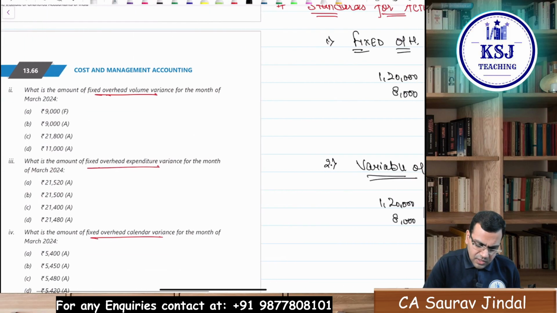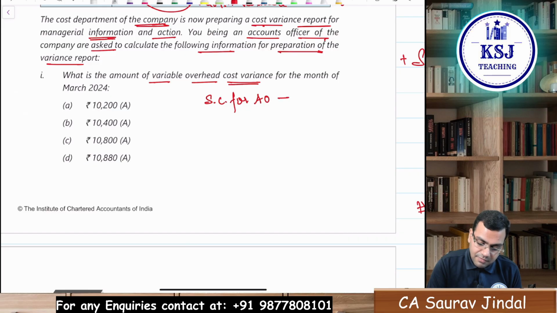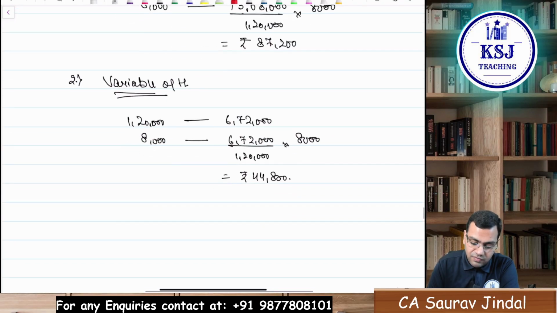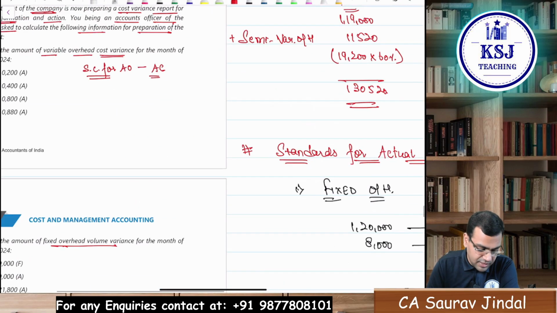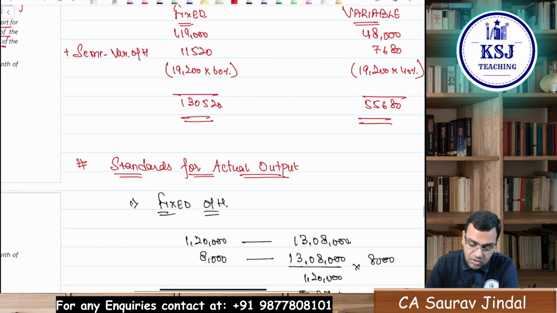Let's see. What is the first MCQ? The first MCQ is asking for variable overhead cost variance. Now, how do you calculate variable overhead cost variance? That is standard cost for actual output minus actual cost. Right, now what is your standard cost for actual output? Variable overheads, that is 44,800. So here we will take 44,800 minus your actual cost.